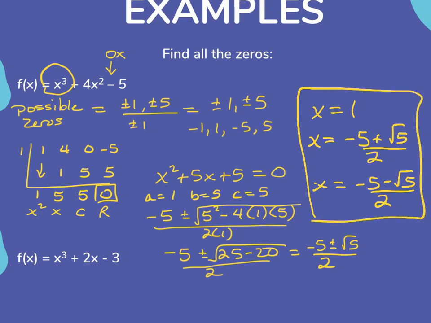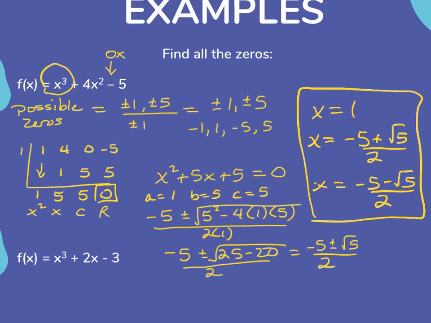So if it says to list all zeros, the 1 is rational, and then the other 2 are irrational. These are all zeros. You would list them all. Let's try another one. The next one is actually going to have an imaginary solution or imaginary zero. I'm still listing it. It is a zero. Okay, so again, these are the solutions or the zeros.